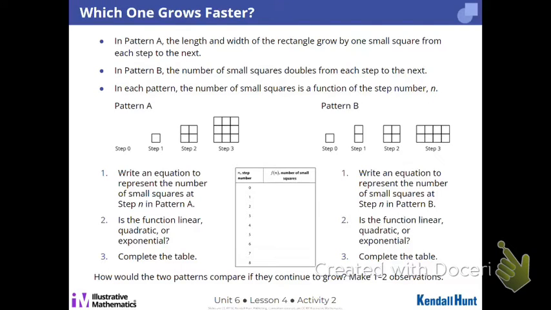So after you've looked at them and written the equation, then you're going to say what type of function it is. Then you're going to complete the table. The table up here is a little incomplete. I think you have more room on yours.